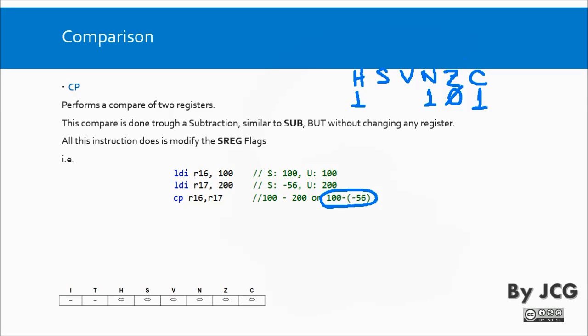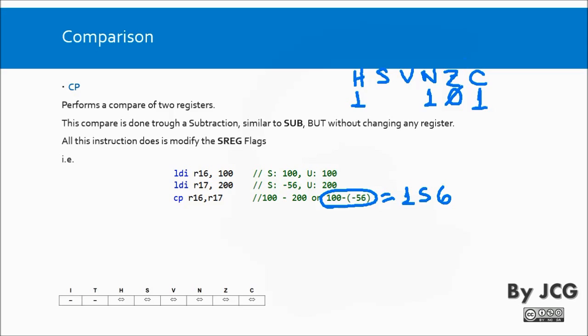If we consider these two numbers to be with sign, we're having 100 minus 56. So this result, I'm not going to go with the binary operation. I'm just going to go with the decimal operation. So 100 minus 56 would be equal to 156. This would be the result.